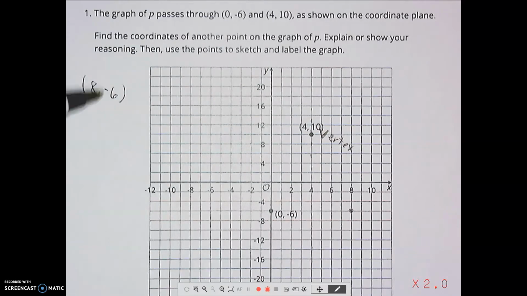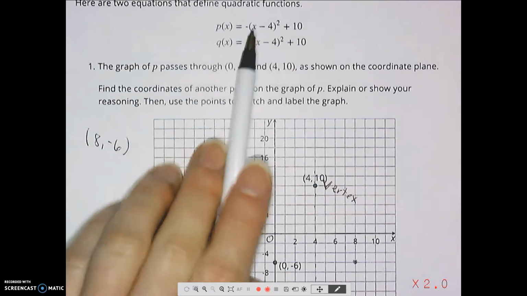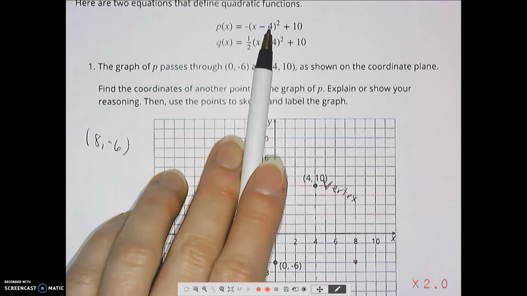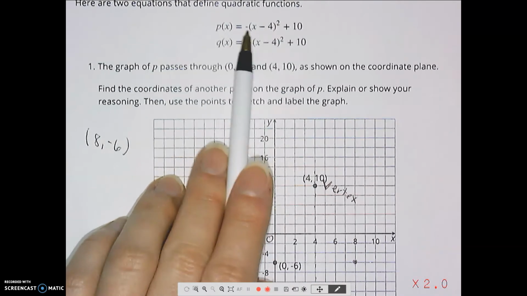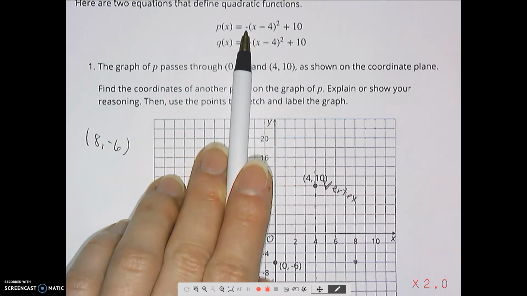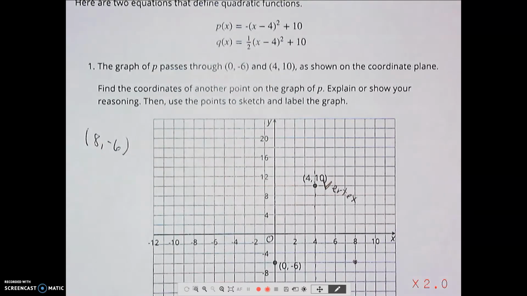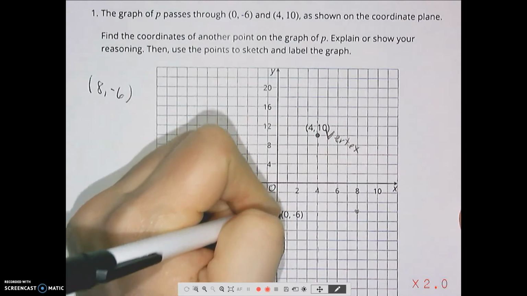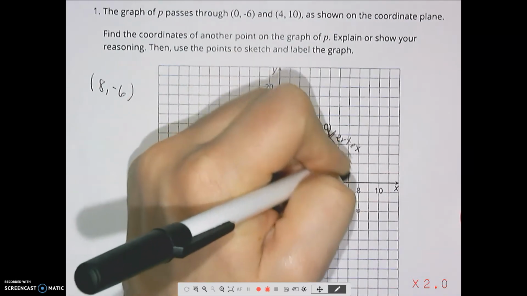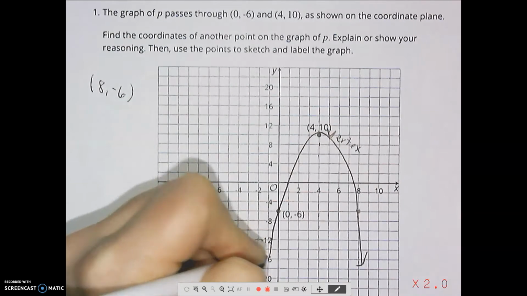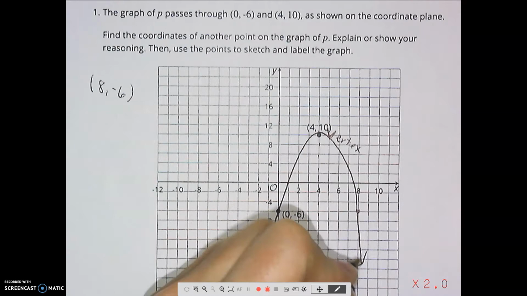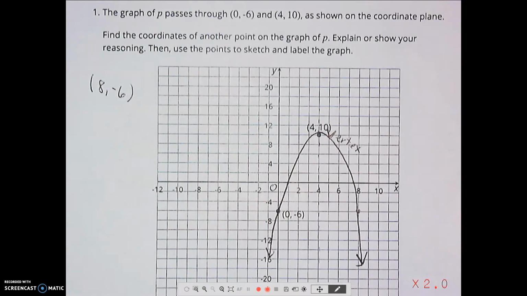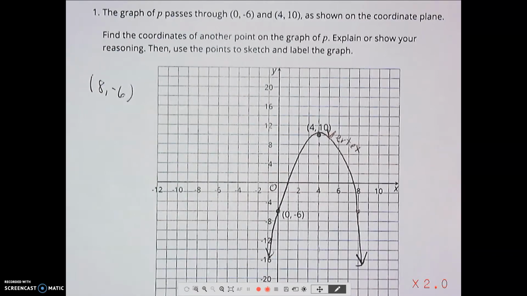Now, we could also prove that by going up to the equation that they gave us earlier, this p of x function, and plugging in 8 there. So 8 minus 4 is 4, 4 squared is 16, times the negative is negative 16, negative 16 plus 10 gives us the negative 6. So now that we have those 3 points, we can use them to do the best we can to make a parabola. And they should get arrows on the end because it is going to keep going on forever in that downward direction. What about that equation told us it was going to face down? That it had the negative out front.